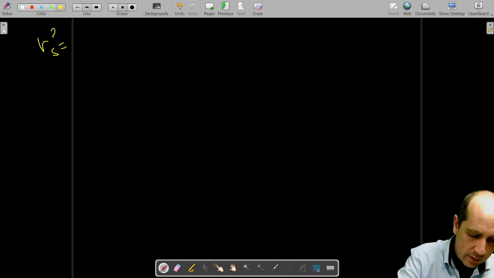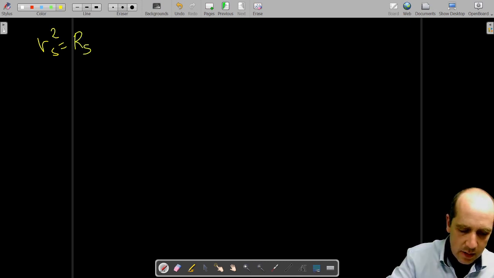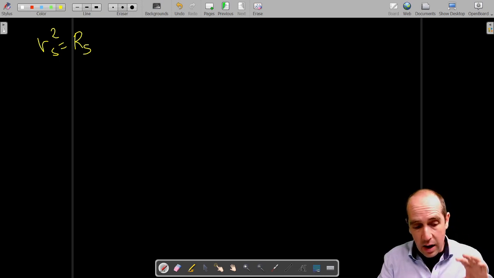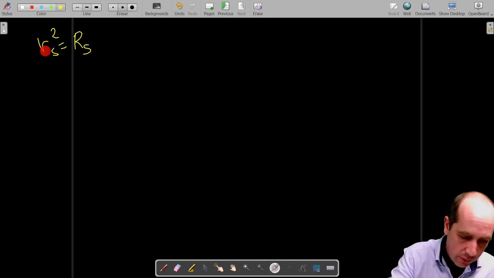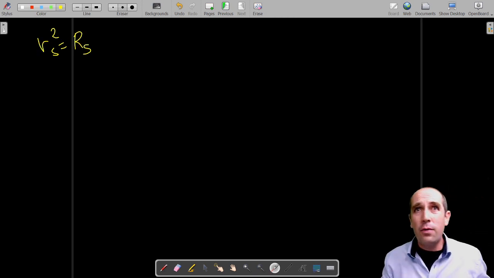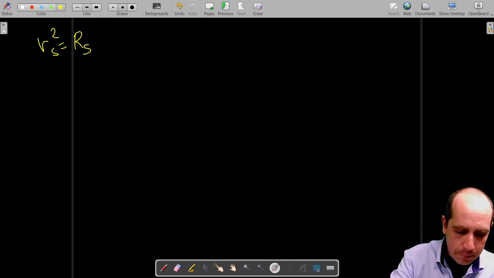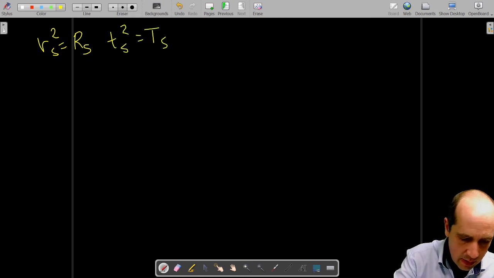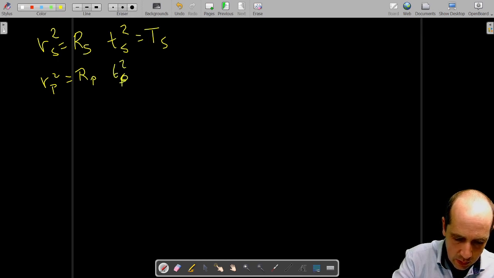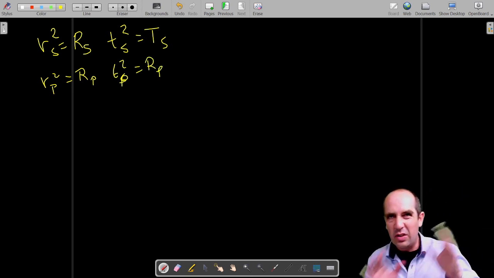Just remember that RS squared equals capital RS, the Fresnel reflection coefficient for the power. The lowercase one is the Fresnel reflection coefficient for electric field, and this is the Fresnel coefficient for power. It's just a subtlety, but it's important to always check whether you're working with the capital or the non-capital ones, just to be sure that you're doing things right. So TS squared equals capital TS, RP squared equals capital RP, and TP squared equals capital TP. Okay, this is just a note on the side.